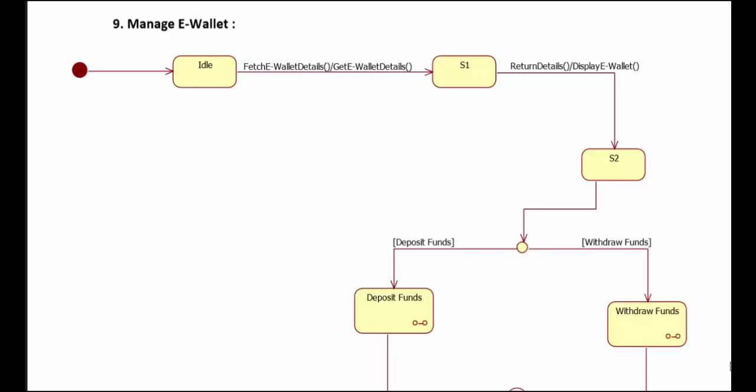Next is manage e-wallet state diagram. First of all, it will be in idle state. Then user will fetch e-wallet details and it will get the e-wallet details and move to state S1. Now it will return details and display e-wallet to user and move to state S2. Now user will select the option whether he wants to deposit funds or withdraw funds. If he wants to deposit the funds, then it will move to deposit funds substate diagram, and if he wants to withdraw the funds, then it will move to withdraw funds substate diagram.